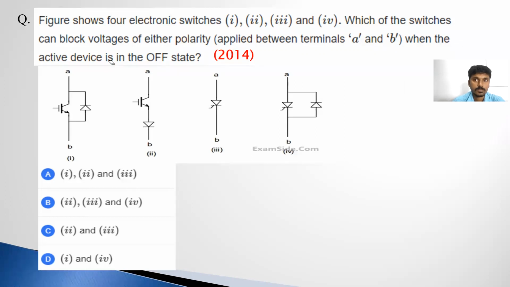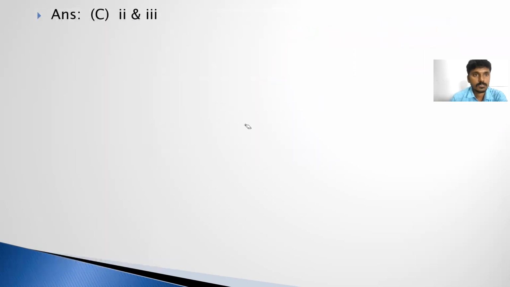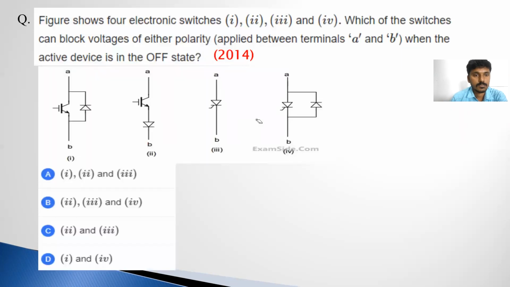So which of the switches can block the voltage of either polarity applied between the terminals A dash and B dash when the active device is in the off state? Which devices can block the voltages in either polarity, in both polarities? Which devices can block? Can you tell from this, please? Sir, 2. Hmm? B and 2 and 3.